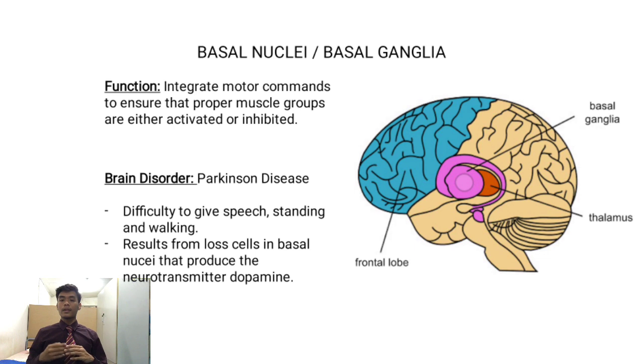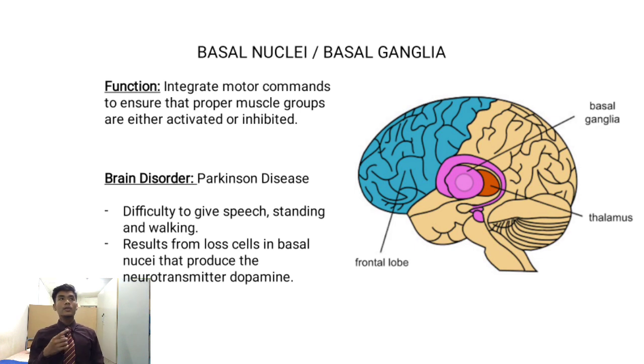Basal nuclei is grey matter that is located deep within the white matter. The function of the basal nuclei is to integrate motor commands and to ensure that the muscle groups are activated and inhibited.